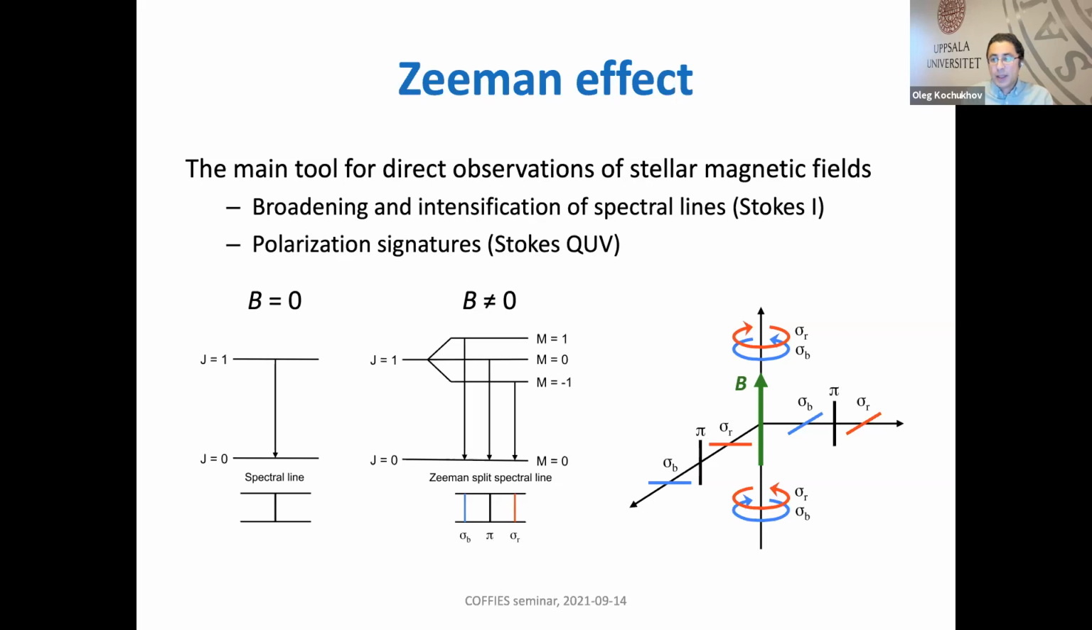And based on this, we can quantify all three components of the magnetic field vector, not just measure the strength, but also measure the orientation of the magnetic field. And I will talk today about results obtained using these two different methods, polarimetry and Zeeman broadening using intensity spectra.